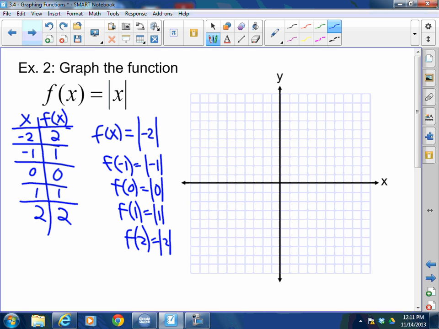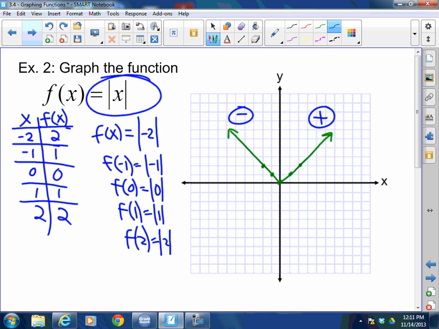Excellent. Now, if you guys notice, this is an absolute value function. What do we know about absolute value? That it has two sides. Excellent. Let's see if you can recognize the two sides here. We got -2, 2, -1, 1, 0, 0, 1, 1, 2, 2. If you really investigate and examine this, this is my positive side, and this is my negative side. And that's how a function of an absolute value will always look.